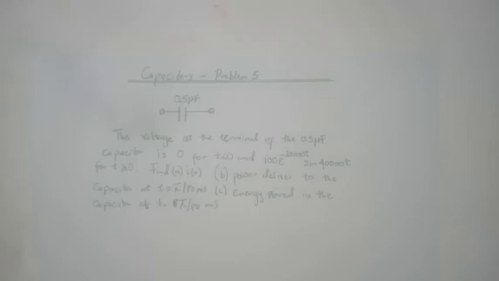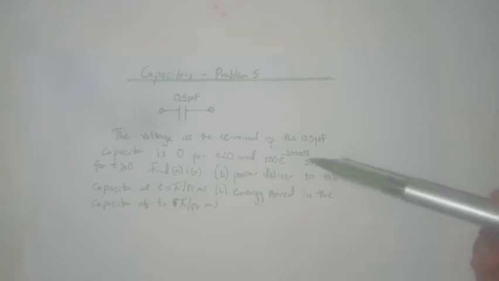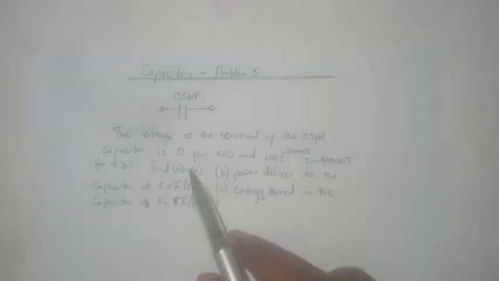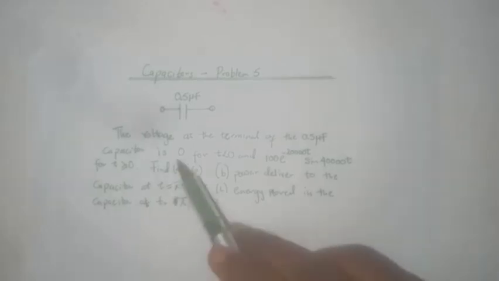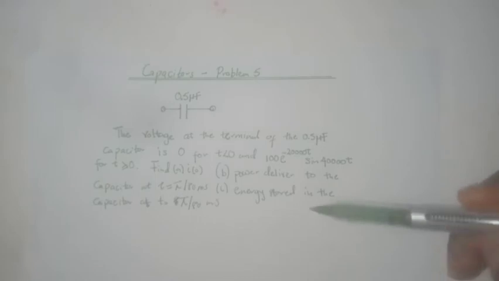So the question is quite straightforward. We are told that the voltage across the terminals of a 0.5 microfarad capacitor is 0 at t less than 0. That is, before we start doing any calculations on it, before voltage or power is applied to the capacitor, the voltage across it is 0.